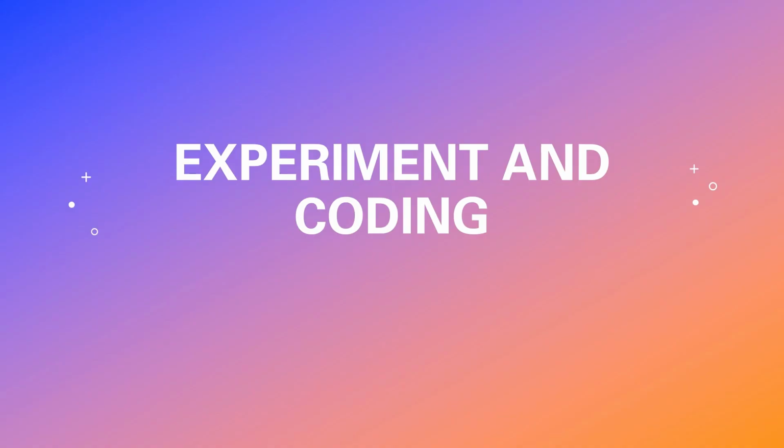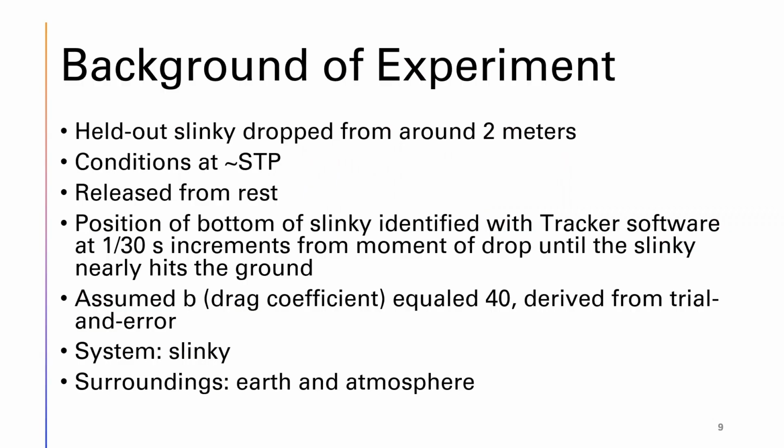As the background of my experiment, a held-out slinky was dropped from a height of around 2 meters, and the conditions of the atmosphere were around standard temperature and pressure. It was released from rest, and the position of the bottom of the slinky was identified with Tracker software at 1/30th second increments from the moment of the drop until the slinky nearly hits the ground. I assumed that the drag coefficient b equaled 40, which I derived from trial and error. The system was the slinky and the surroundings were the earth and atmosphere.